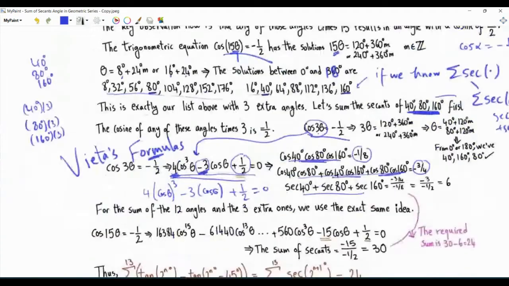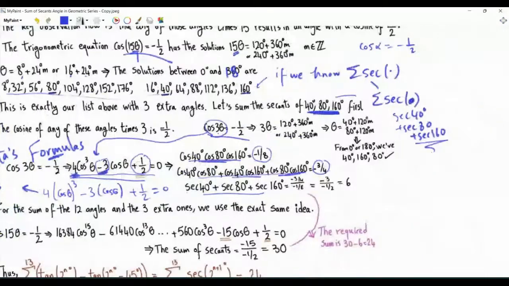So this is a cubic equation whose roots are cosine 40 degrees, cosine 80 degrees, and cosine 160 degrees. Now, we are not interested in the exact value of any of those. We are interested in basically this summation here.